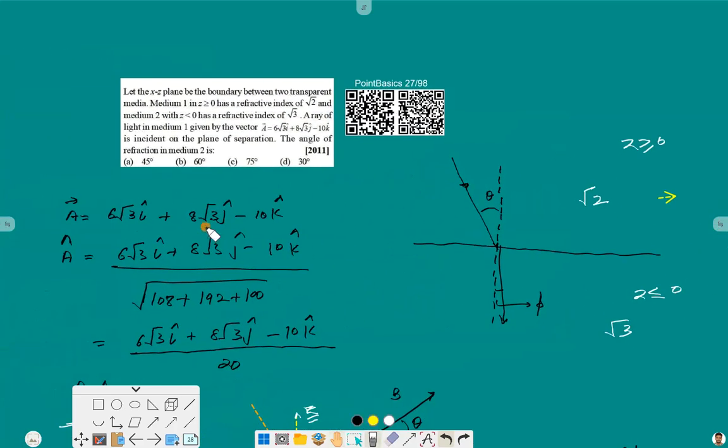So here it matches with option A. So option A is the right one here.